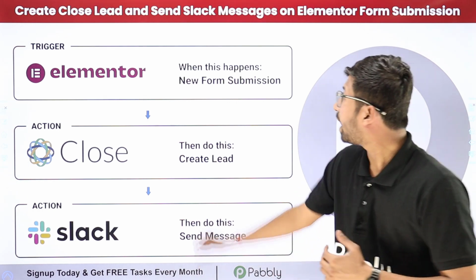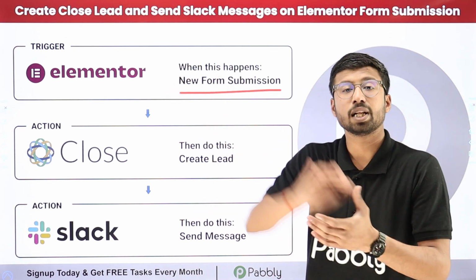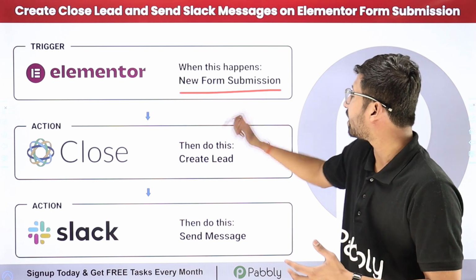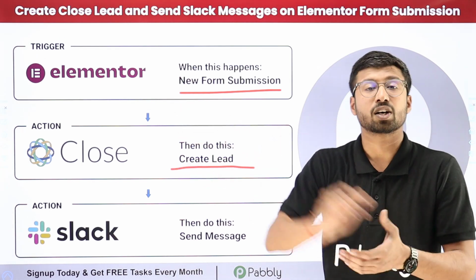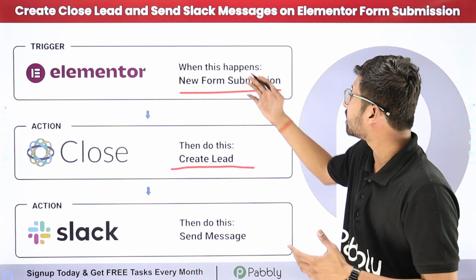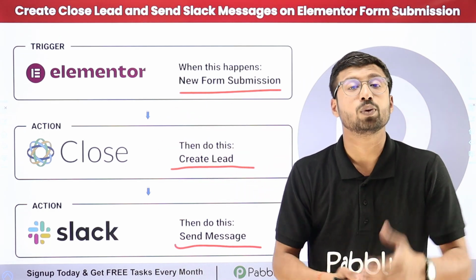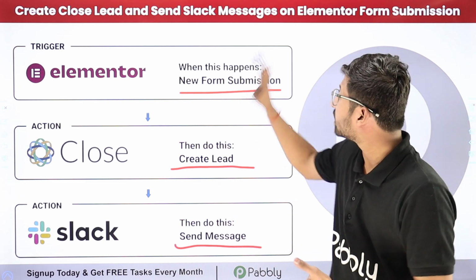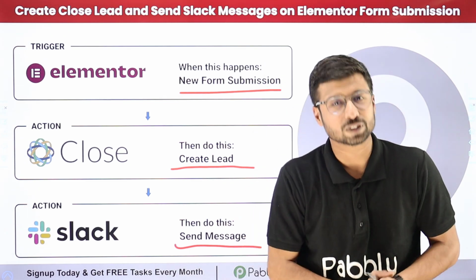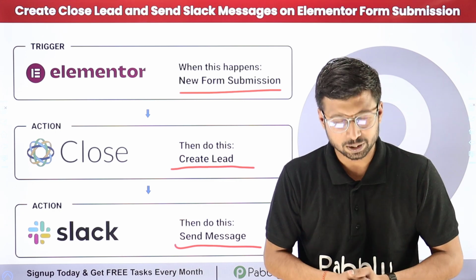In this automation, as a new form submission is received in our Elementor form, automatically with the same details, we are going to create a lead in Close, and also we are going to send the same form responses as a message and notify our team members on Slack for the new lead. Now, if you want to learn how you can set up this complete automation all by yourself, for that, you just have to come with me to my screen.